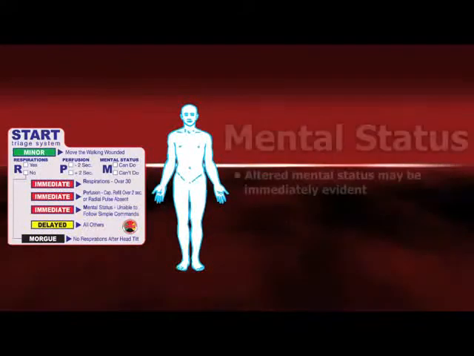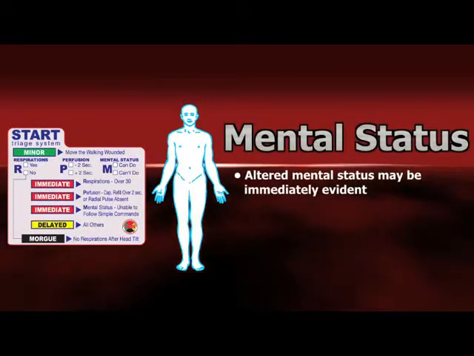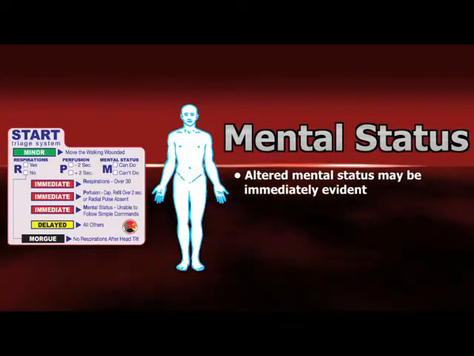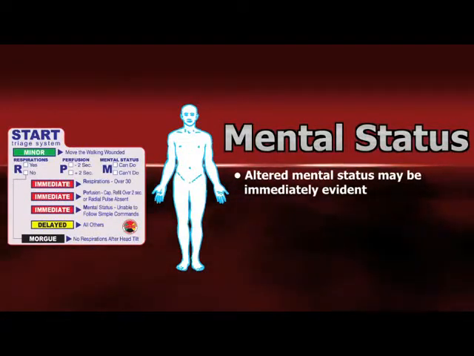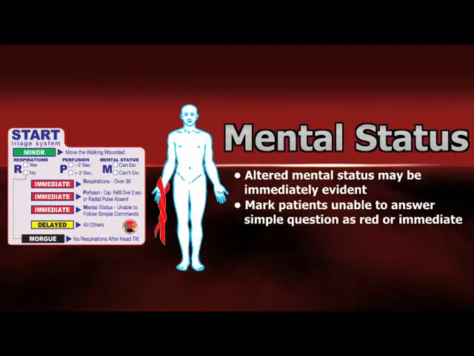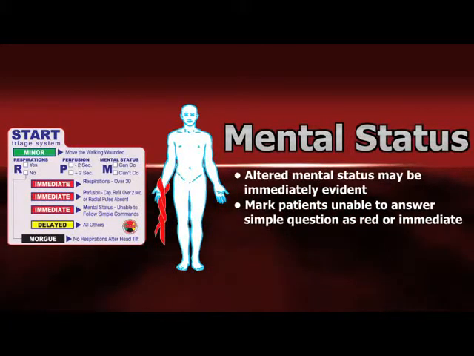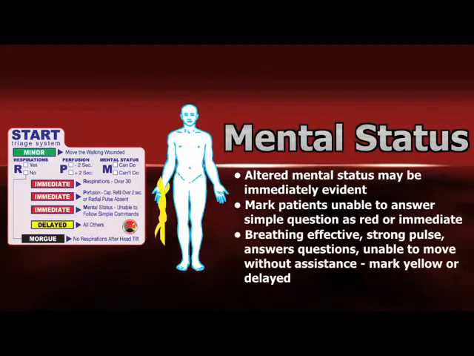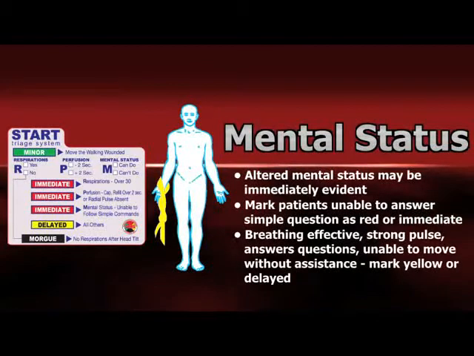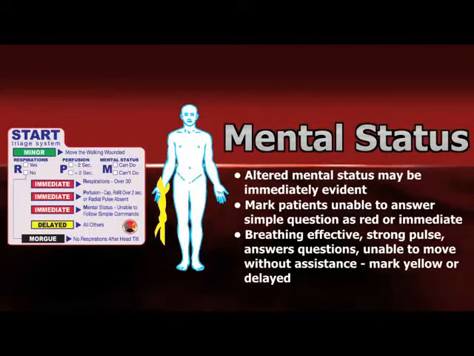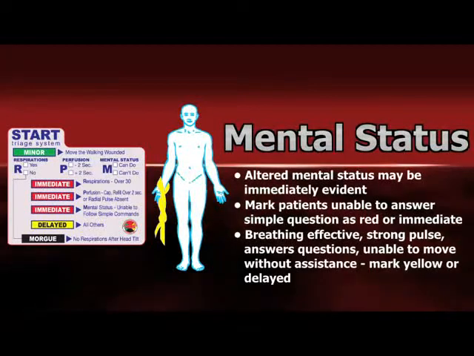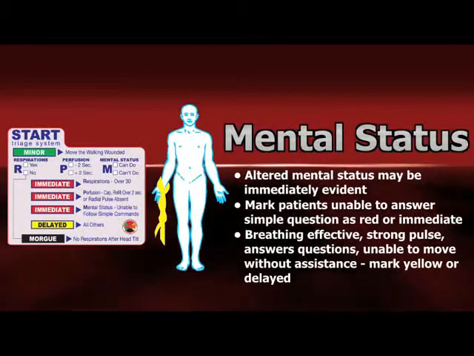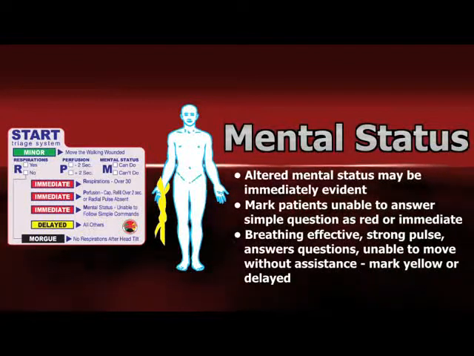Mental status. Once the triage team member has determined that the patient is breathing and perfusing, they can turn their attention to the patient's mental status. Many times, the patient with an altered mental status will be evident at the start of the assessment. Patients who are confused and cannot answer simple questions should be tagged immediate or red without any further evaluation. If the patient is breathing effectively, has a strong radial pulse, and answers all questions appropriately, but was not able to walk out of the immediate area with the walking wounded, tag the patient delayed or yellow. This patient most likely has an injury that is not life-threatening, but will prevent them from moving.